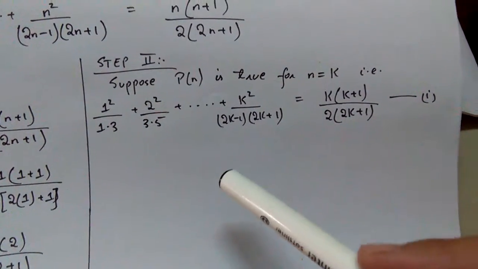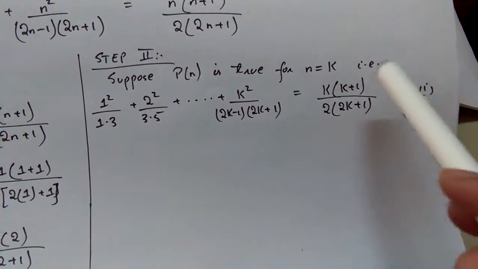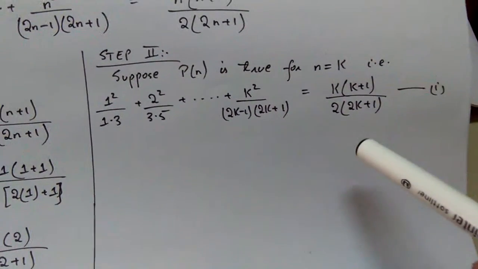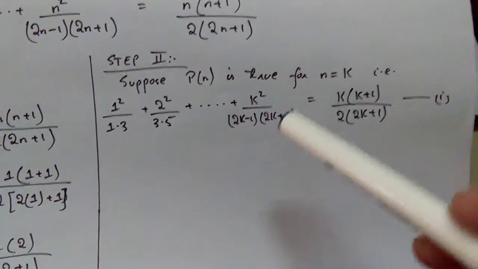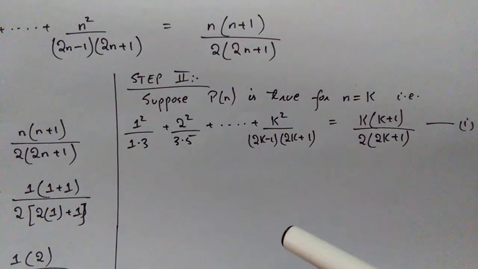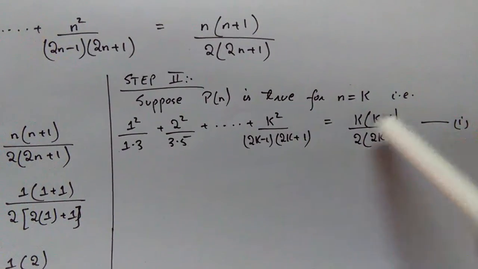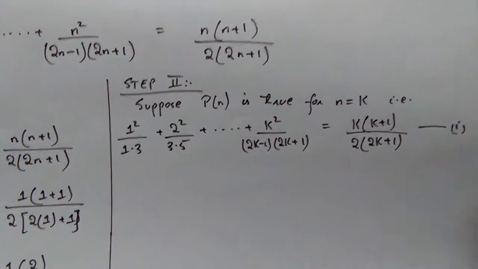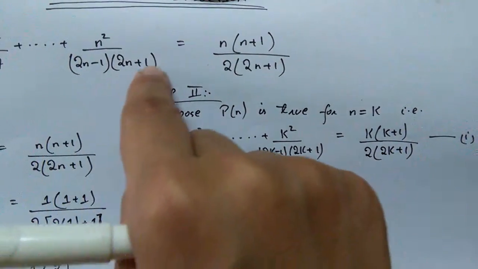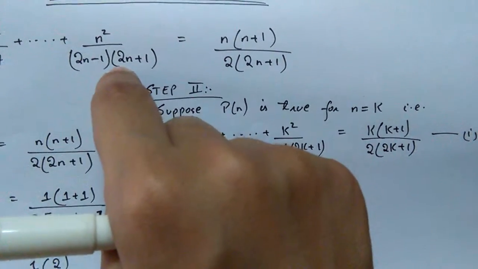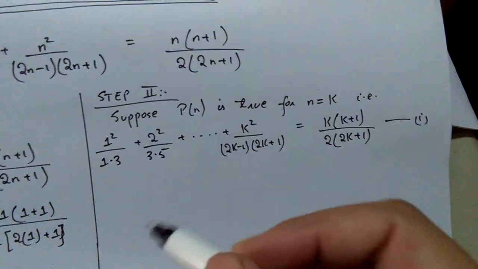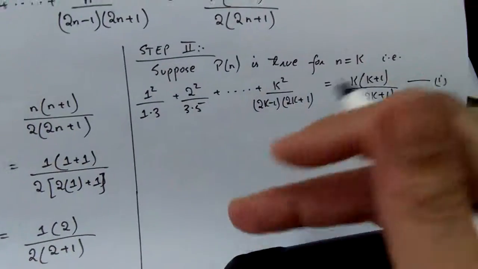Now in step 3, you have to prove that if your P of n is true for n equals to k, then it should be true for n equals to k plus 1. For that purpose, what you have to add at both sides, I told you already in both of my previous videos, you just find by substituting n equals to k plus 1 in this general form of your series. So let's do some rough work in order to find what you have to add at both sides.